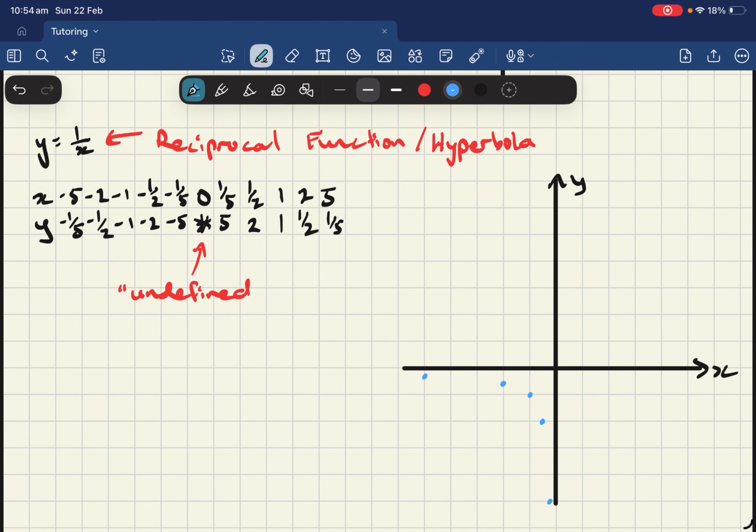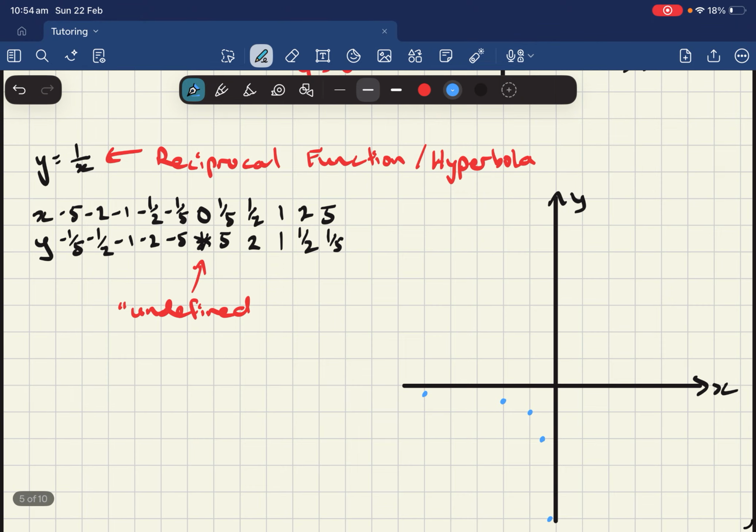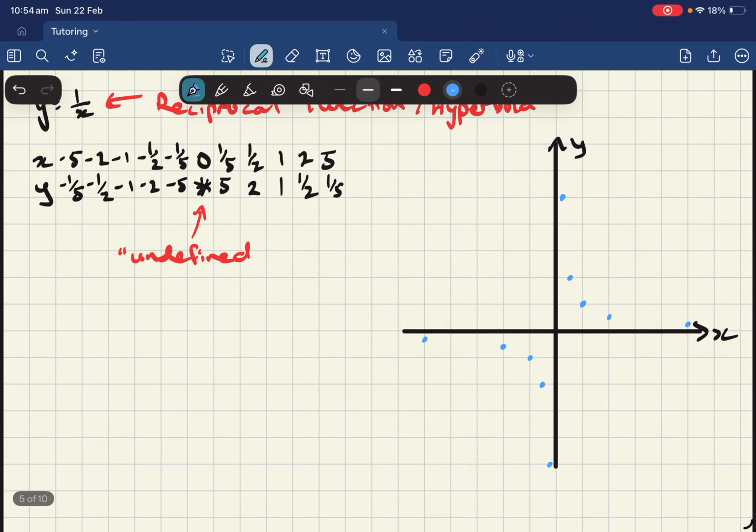Now, moving on, we're going to look at the positive x values here. So when x is 1/5, y equals 5. So 1, 2, 3, 4, 5. That's going to be about here. When x equals 1/2, y equals 2. When x equals 1, y equals 1. When x equals 2, y equals 1/2. And when x equals 5, y equals 1/5. So we can see what this graph looks like. We can get a bit of an idea of it.